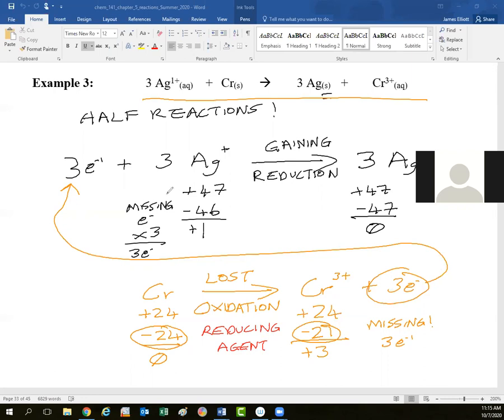On the reverse side of the coin, the chemical being reduced, the silver, it's taking the electrons away from the chromium. And so it's almost as if it's making the oxidation happen by taking those electrons. And so any chemical that's reduced can also be referred to as an oxidizing agent.